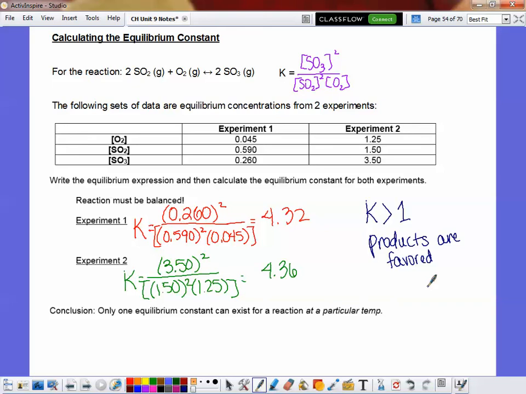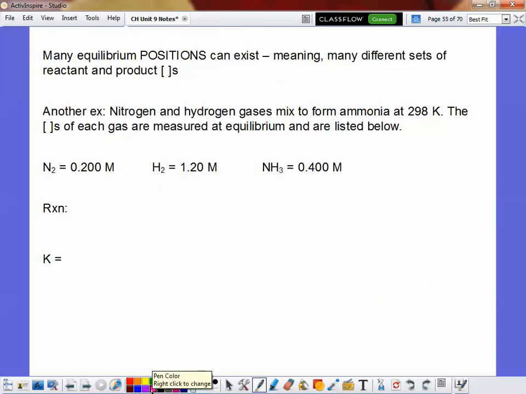All right, last example. So we have this one. We have nitrogen and hydrogen gases mixed to form ammonia at 298. The concentrations of each gas are measured at equilibrium and are listed here. You're going to go through the whole thing. You're going to write the reaction, balance it, write the equilibrium expression, and plug in. If you are having issues writing the formulas, they're literally given right here, and they're all gases. Okay? So go through this problem. Write the reaction and calculate the equilibrium constant.